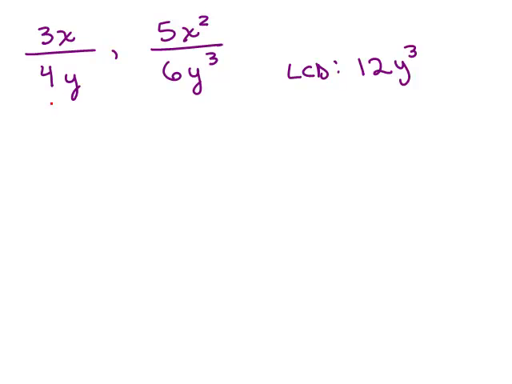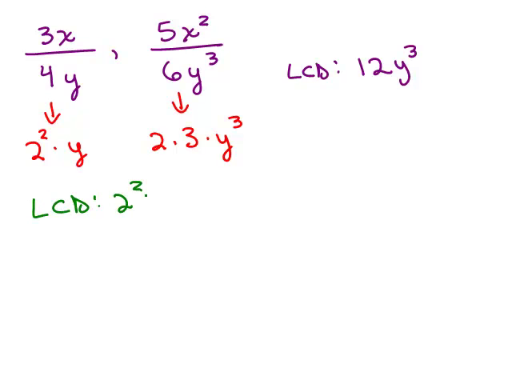The other way is, if you're not sure, you can go ahead and do the factoring method I showed you. That's 2 squared times y. This is 2 times 3 times y cubed. And then for the 2, as a factor, you're going to take the highest exponent, which is 2 squared. For the y, you're going to take the highest exponent, which is y cubed. And for the 3, the highest exponent is 1, and I'll get exactly the same answer. That's still 4 times 3, or 12y cubed.